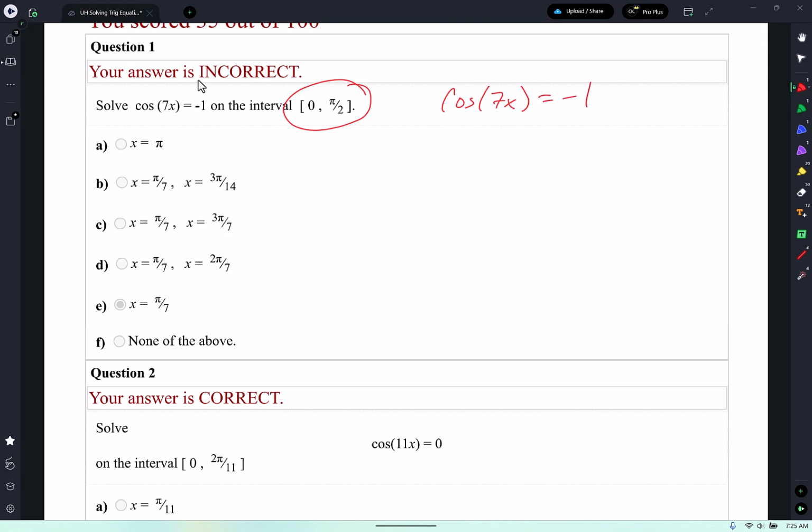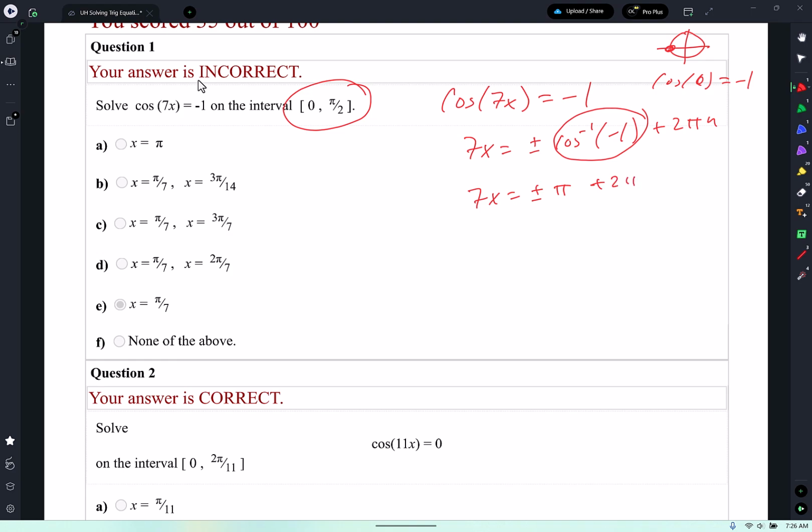And then to get rid of the cosine, I have to do inverse cosine because that's how this works, right? If I want to solve for x, so I'm going to write 7x equals, and because it's inverse cosine, plus minus arc cosine of -1 plus 2 pi n. This just means cosine of what angle is -1, and that happens on the unit circle at pi. So I'm going to write 7x equals plus minus pi plus 2 pi n.